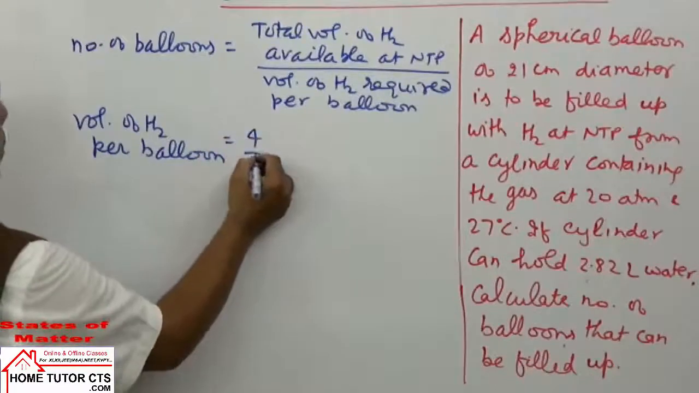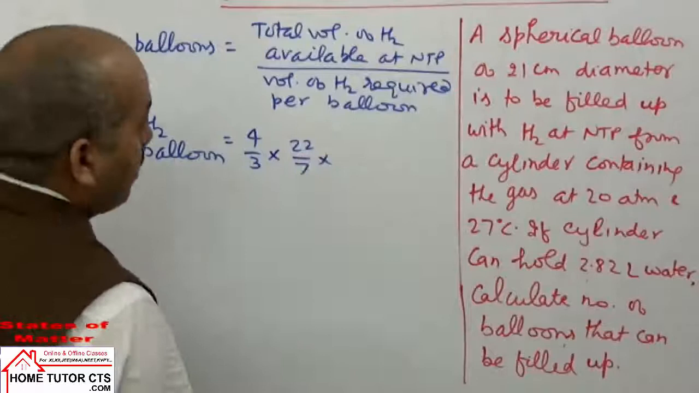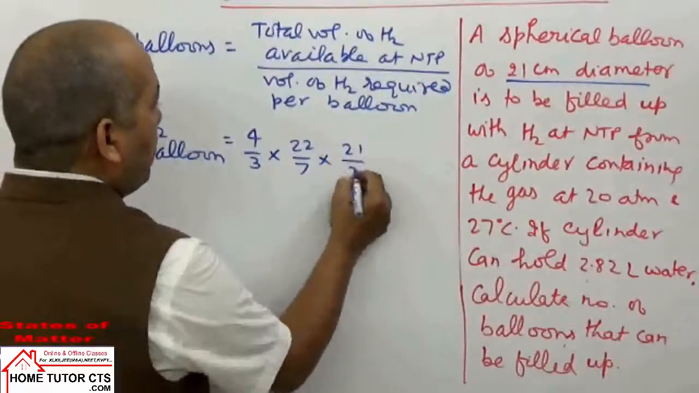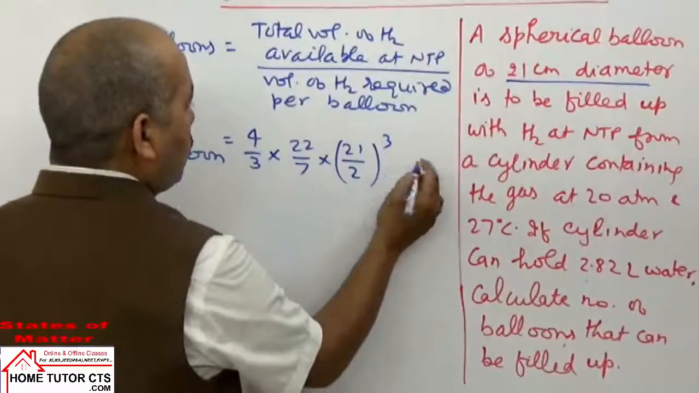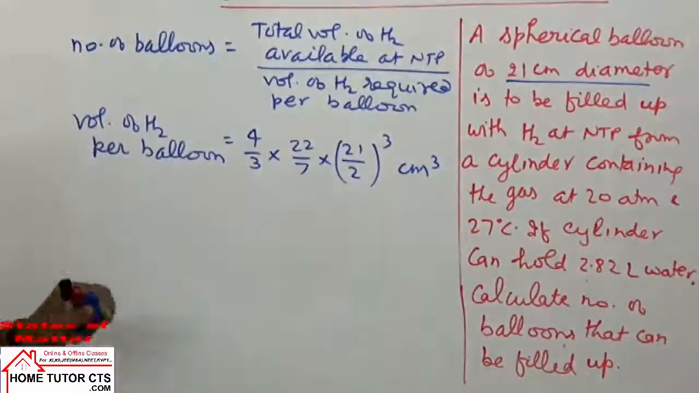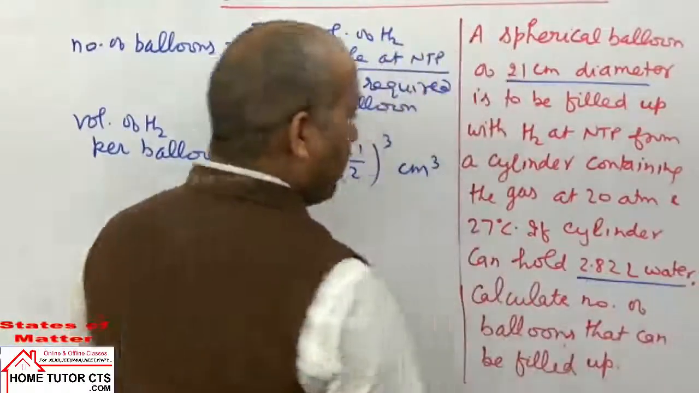It is 4 by 3 pi r cube. What is radius? आपको दिया है diameter. From diameter to radius 21 by 2. It is cubic centimeter. This volume will be taken cubic centimeter. Now if you take cylinder can hold water, that means volume आपको दिया cylinder का इतना है.